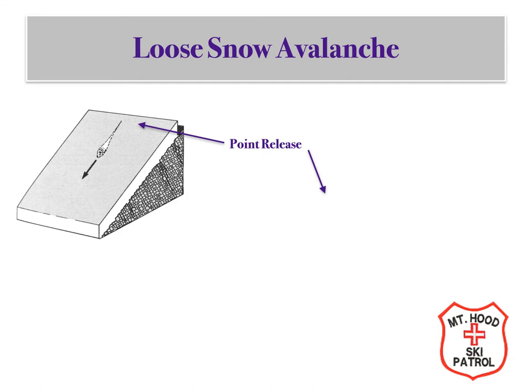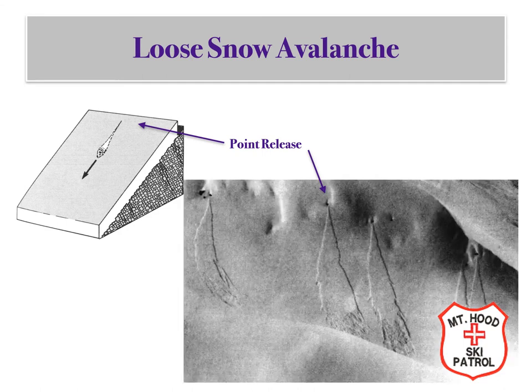Let's start by looking at loose snow avalanches in more detail. Loose snow avalanches are characterized by a point release that initiates a small slide. As the slide propagates, the point release expands into a fan-shaped slide. Loose snow avalanches are surface phenomena. They start on the surface and typically involve only surface layers of snow. Loose snow avalanches are typically not dangerous. They do not contain a large mass of snow and do not have a large release of energy.